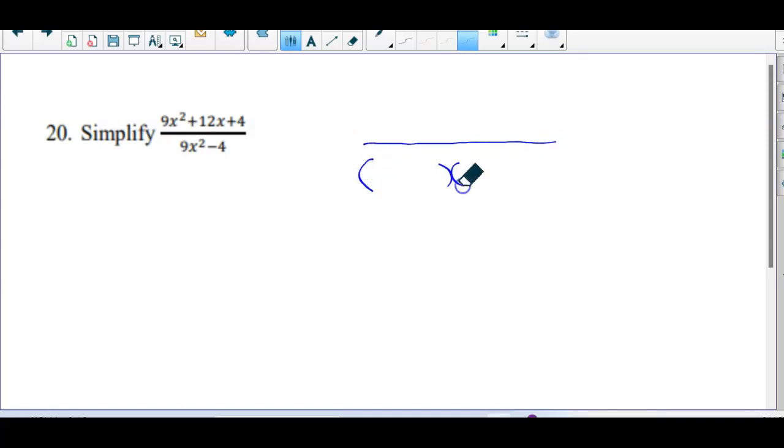Now the bottom is the difference of perfect squares. That's one of our special factoring patterns. I'm doing the square root. These are called conjugate pairs. You should have watched that in the video when you were learning to factor.